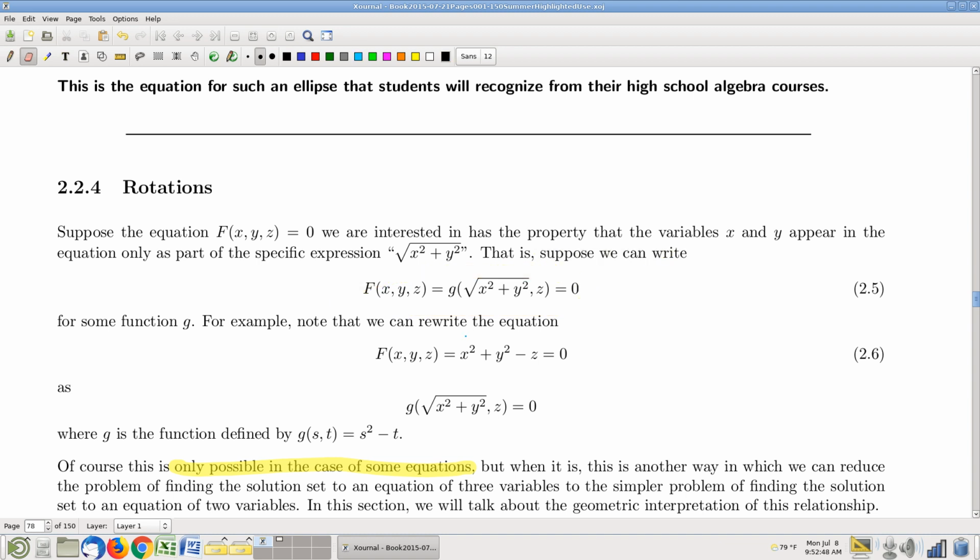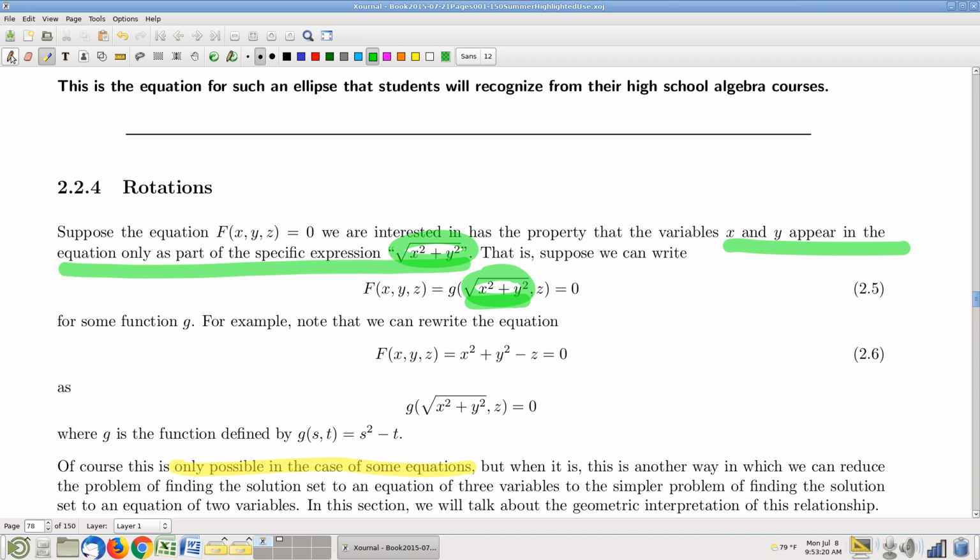So here's the narrow set of cases. Let's suppose that my equation fits this form, and most equations don't. This form: the equation, the expression that equals zero, is a function where x and y appear only as part of that specific expression, square root of x squared plus y squared. Now, again, that's not always the case. Most of the time, this is not true, right?